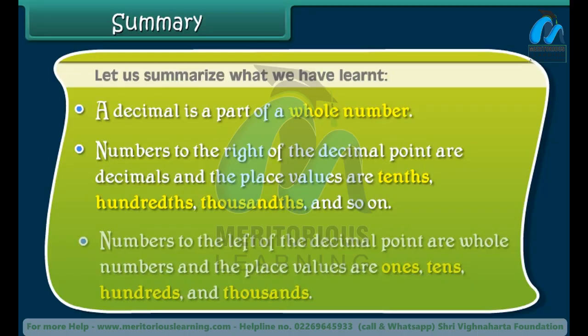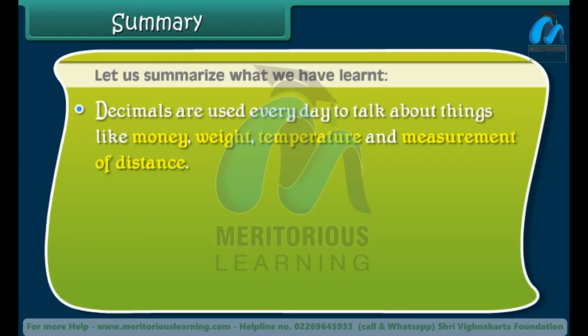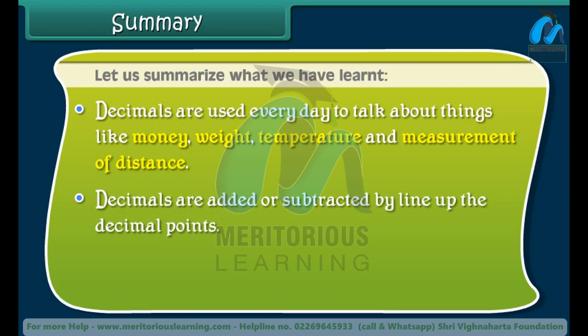Numbers to the left of the decimal point are whole numbers, and the place values are ones, tens, hundreds, and thousands. Decimals are used every day to talk about things like money, weight, temperature, and measurement of distance. Decimals are added or subtracted by lining up the decimal points.